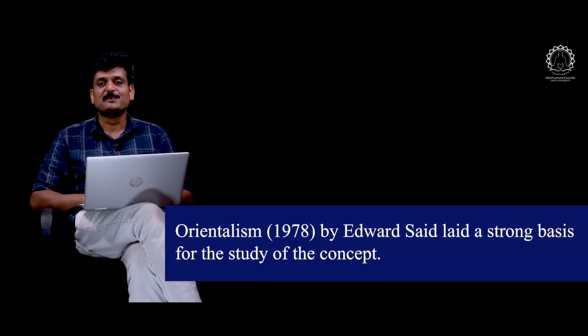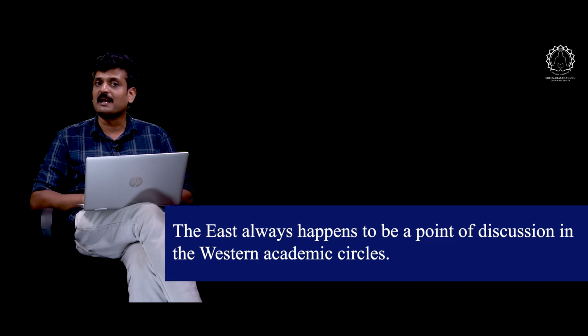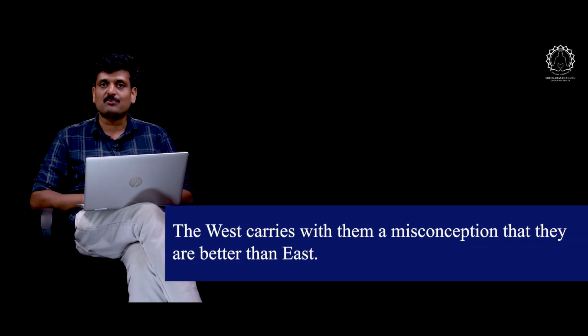This is the context in which the 1978 phenomenal book Orientalism was published by the great post-colonial theoretician Edward Said. In his book, Said explains why the term Orient, which means East, is always a point of discussion and a preferable choice for Western academic groups and circles. It is because the West has always had a mentality, as Said argues, that the West is always better than the East in terms of culture, living style, education, power dynamics, as well as various other aspects.